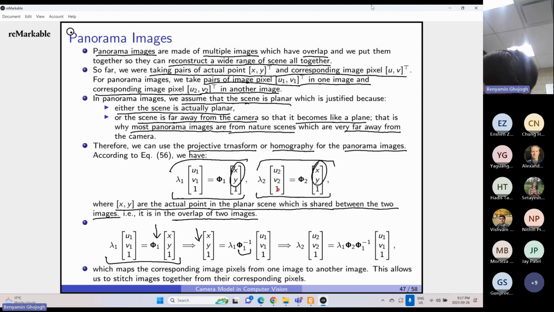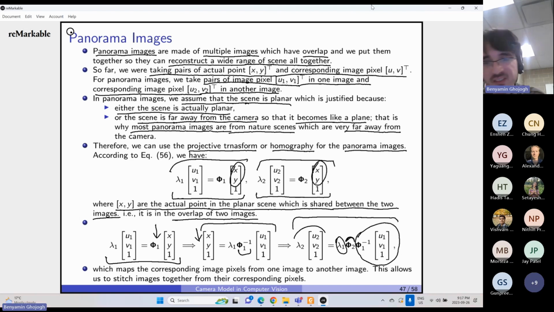Lambda 2 (u2, v2, 1) equals phi2 (x, y, 1), but (x, y, 1) itself was equal to this, so I replace (x, y, 1) by this, and I get this and this, right? What is it doing? It's basically mapping u1 and v1 to u2 and v2, so it's a map between the pixels of two images using phi1 and phi2.